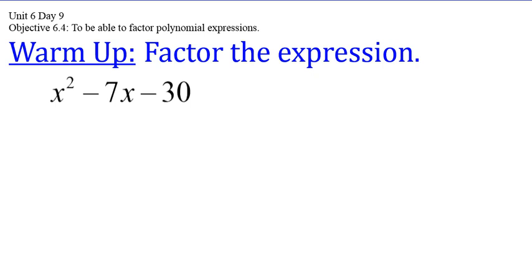Our last few lessons we've been working on factoring polynomial expressions. And to review our factoring process, we said we always look for the greatest common factor that we could divide out from every single term. In this case, it's 1.